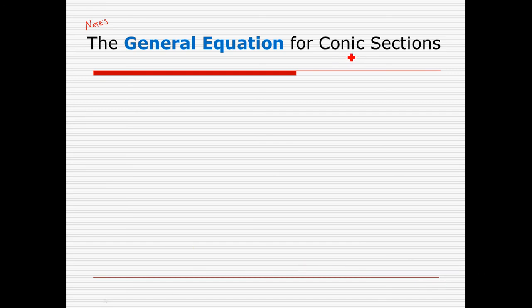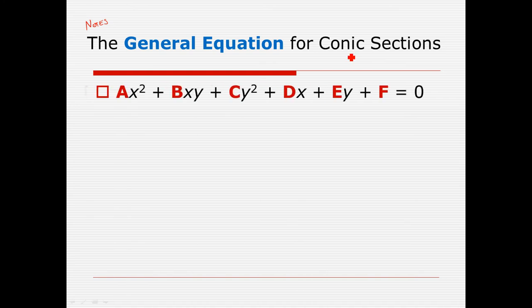Now, I'm going to write this big, long, hairy equation, and you copy it down, and please do use capital letters. Whoa, right? Notice there's an x squared term. There is a term where x and y are multiplied. There is a y squared term. There is an x to the first, a y to the first, and F is a constant.